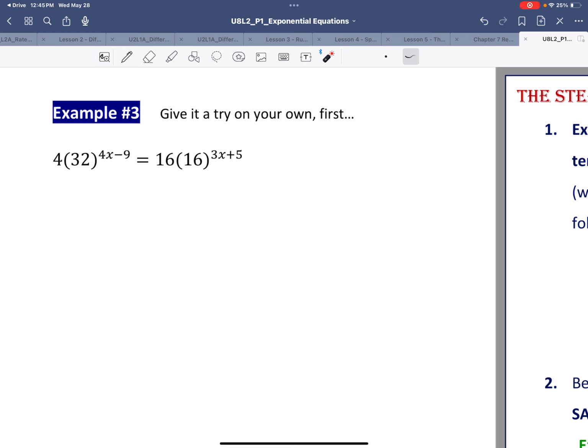As you can see here, you have number 4 multiplying 32 to the power 4x minus 9. Now, a common mistake that I've seen people make easily is multiplying 4 by 32. We don't want to multiply these two numbers first because 32 is the base of an exponential number.